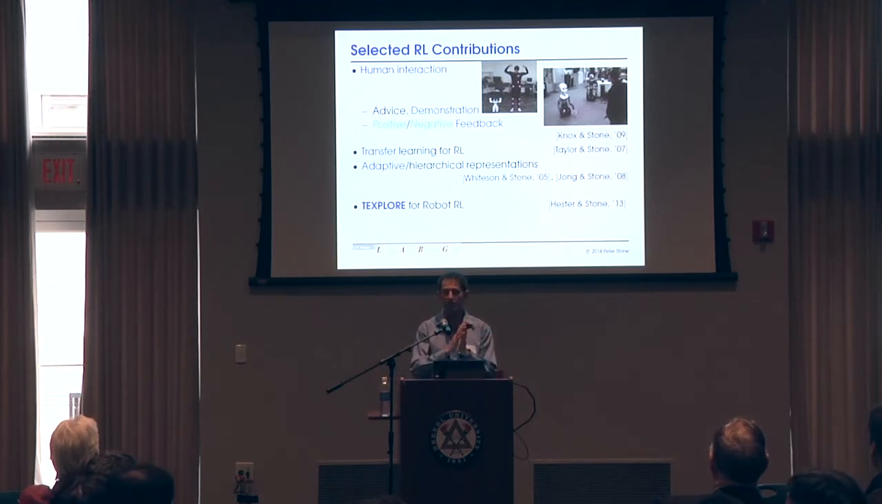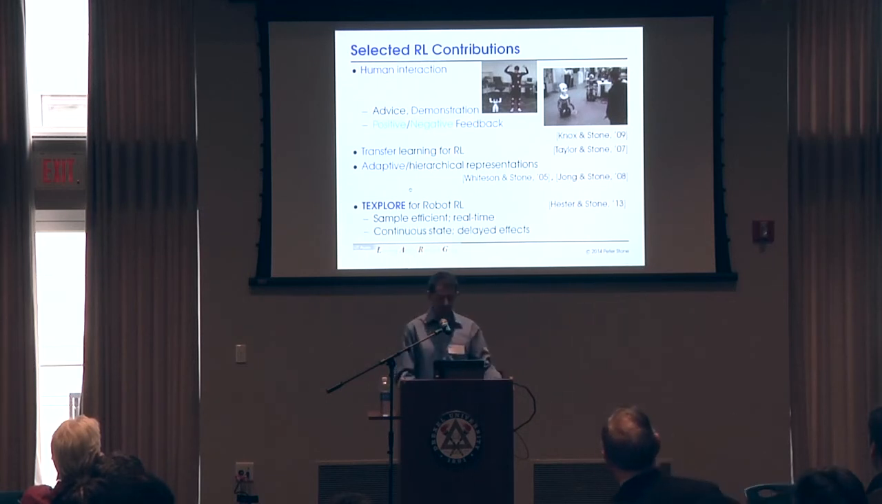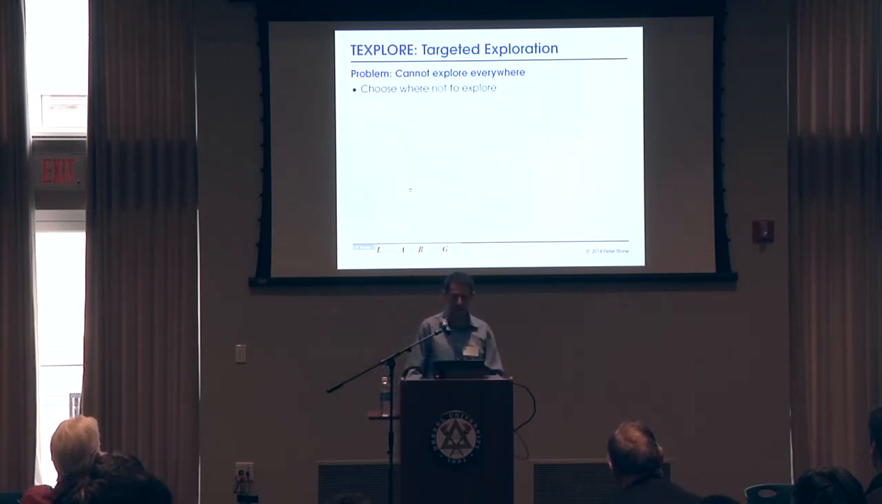Either you have a computationally cheap algorithm, but you need tons and tons of data, or you have a fairly efficient algorithm that can learn from a small amount of data, but takes a lot of time to train. His TEXPLORE algorithm has the following features. It's both sample efficient and real time, and can deal with continuous state and delayed effects.